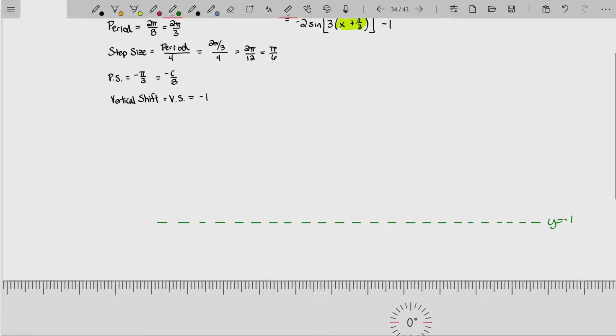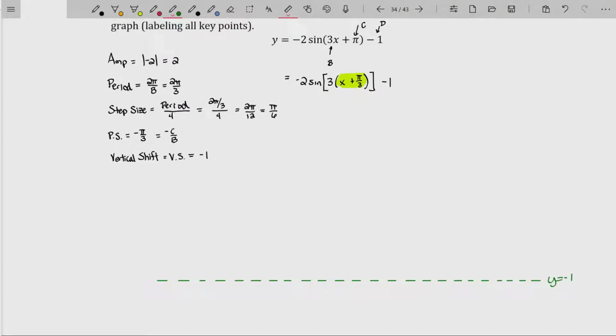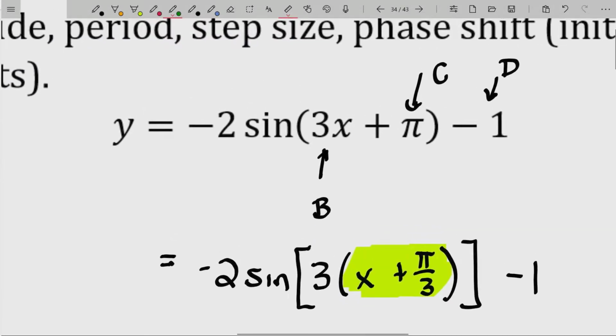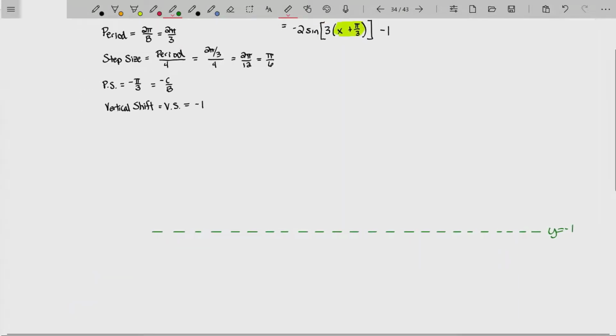Now that I've graphed and labeled the midline, let me just get that out of the way. I want to start graphing my trig function. It's an upside down sine curve. That's critical to note. It's an upside down sine curve. So I'll just graph a sine curve, but upside down. I'll try to be as accurate as possible.